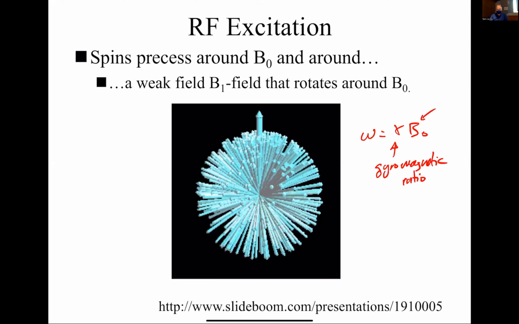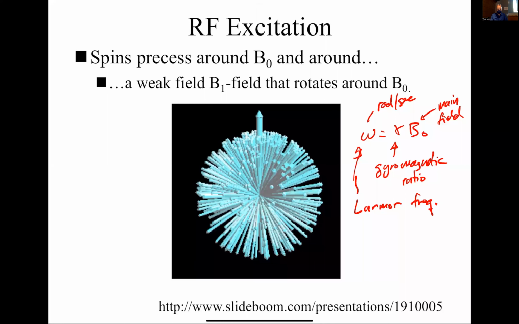And this is the main field. Okay, and this is in radians per second. So this is essentially what we call the Larmor frequency. And that's super important, because basically everything depends on a spin's Larmor frequency.